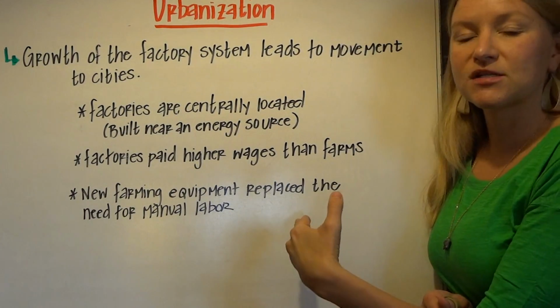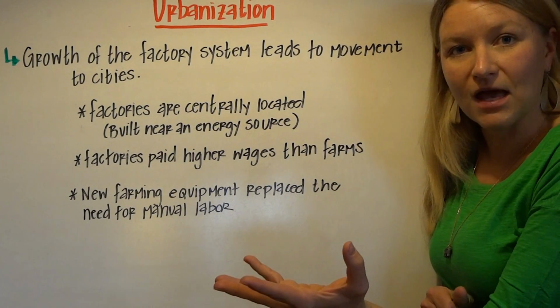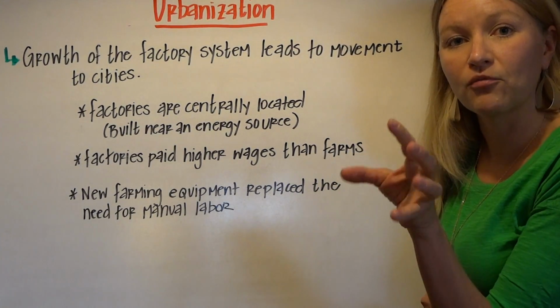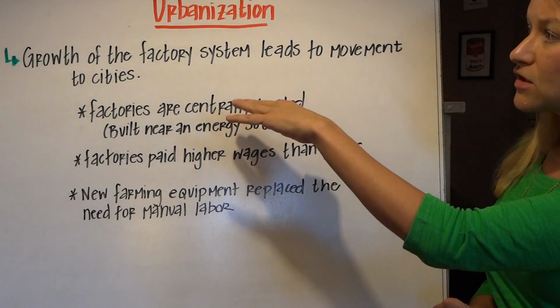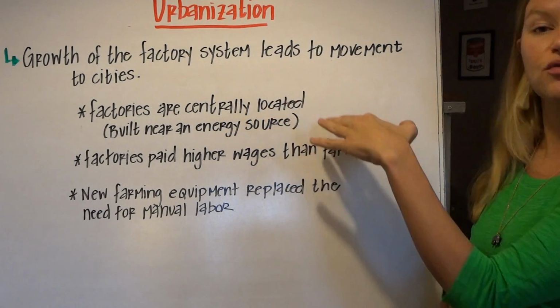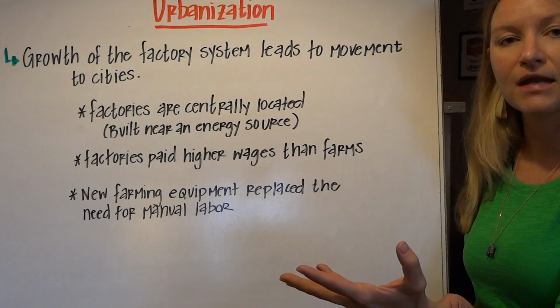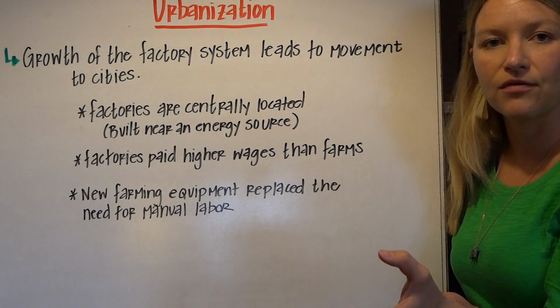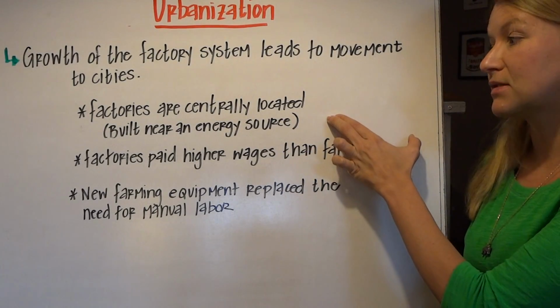So I said that we were going to speak a little bit more about urbanization, which, like I said, was the movement of people from rural communities into the cities. So this is a result of the growth of the factory system. Factories had to be centrally located for the resources that were around them. The coal, the water, whatever that energy source was.